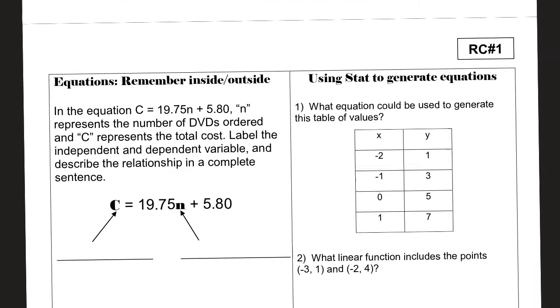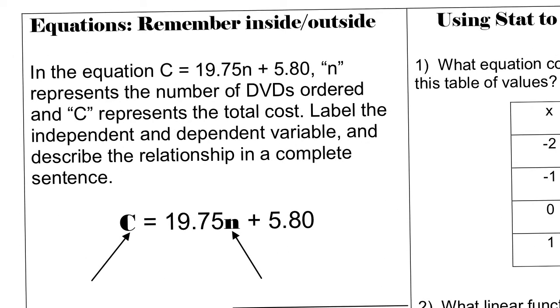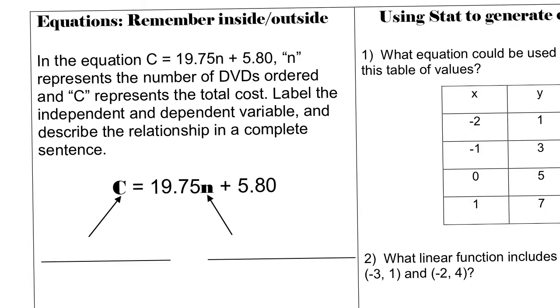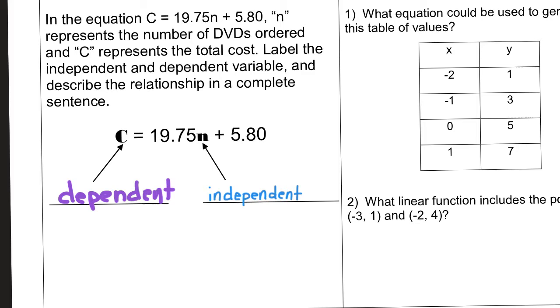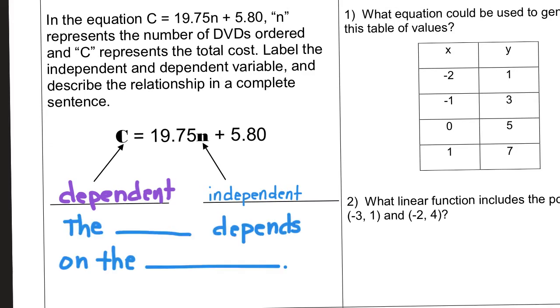Now turn to the second page. In this equation, the N represents the number of DVDs ordered and C represents the total cost. Label the independent and dependent variable and describe the relationship in a complete sentence. So C is the dependent variable. The N is the independent variable. So now we'll write a dependency statement. The total cost depends on the number of DVDs ordered.